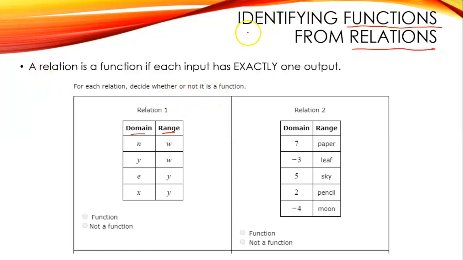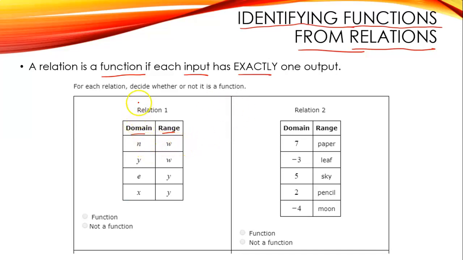On your notes, I want you to make sure that you have written down the title, identifying functions from relations, and underline it so that you know that this is a topic. Then I want you to write your first definition. A function is when each input has exactly one output. All we care about is whether each input has exactly one output. We don't care about the other direction.